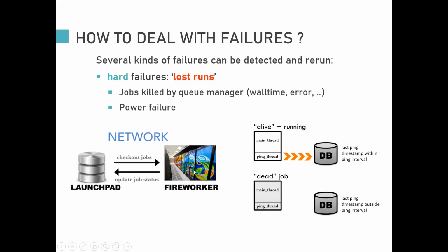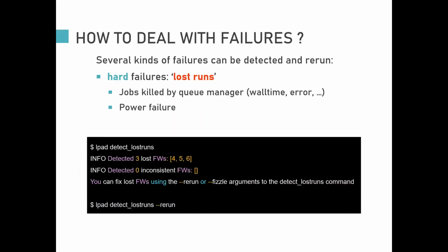So of course there is a way in FireWorks to recover from these kinds of failures as well, and to say, get me the FireWorks that seem to be running in the database, but that are actually not running anymore. This is basically done with the detect lost runs command here. It will detect the runs that have been lost, and then you can either rerun them with the rerun option, or you can say, oh, basically they were lost because of an issue I cannot correct, so I will put them as failed.